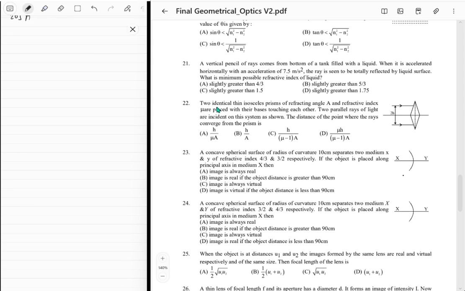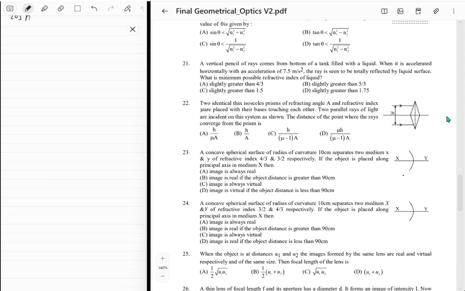22. Two identical thin isosceles prisms of refractive angle A and refractive index mu are placed with their bases touching each other. Okay, prisms, fine. Two parallel rays of light are incident. So these are thin prisms. Nice. Two parallel rays of light are incident on the system as shown. Distance of the point where the rays converge from the prism.